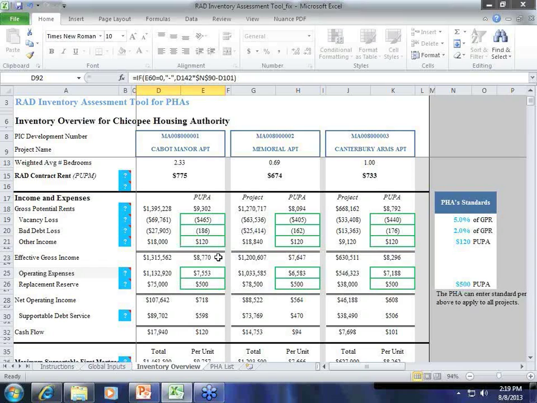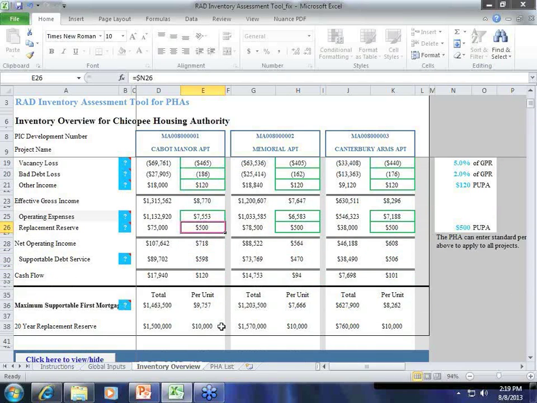The 95% of formula expenses for this project is $7,553. We enter in a plug for replacement reserves of $500 per unit per year. And that results in net operating income of $718 per unit per year. According to the financing terms entered in the Global Inputs tab, that could support debt service of $598 per unit per year, which supports debt of almost $10,000 per unit. And then the rest is cash flow for the owner.